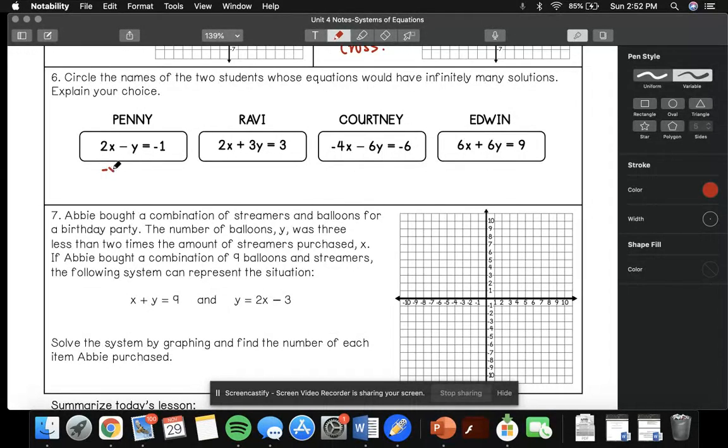I'm going to do Penny first. The 2x, I'm going to move that over with a negative 2x. And then I'm going to divide by a negative 1. So this negative 2x would become a positive 2x. The negative 1 would become a positive 1.